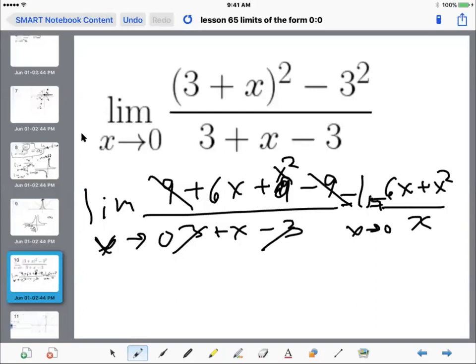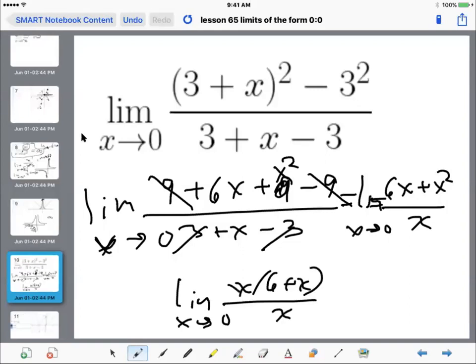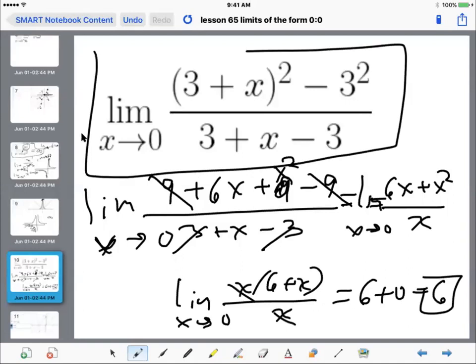Yes, and Zachary wrote, we can go further. Even though we can't plug 0 in now, we can factor an x out of the numerator. Then we can cancel out the x. And that is something we can plug 0 into. And 6 is the answer in that case. So this exact equation is going to appear in tomorrow's really important lesson.